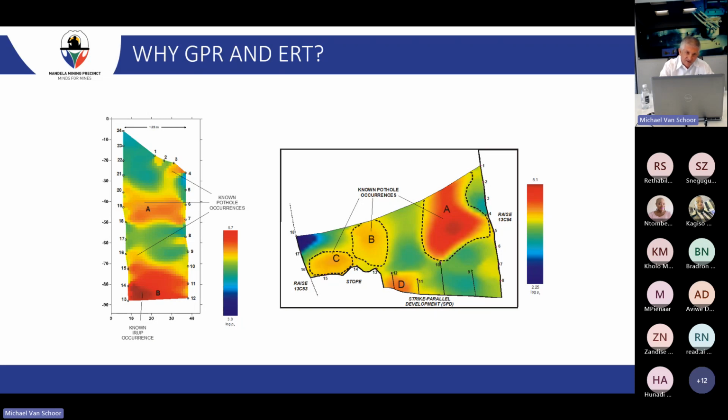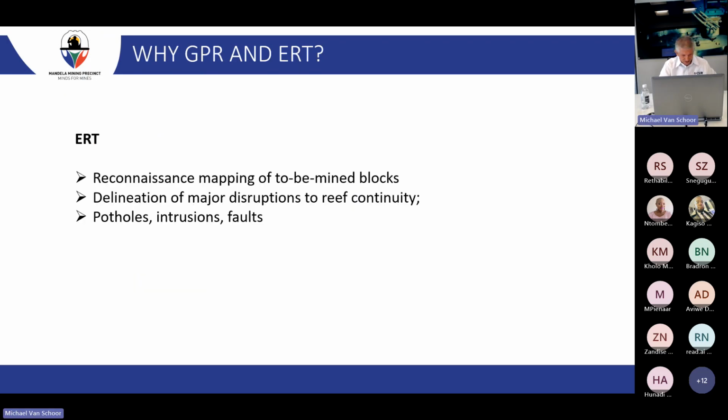And we did surveys in the available excavations around those areas, and were able to show that ERT can definitely be used to map potholes and IRUPs where it does disrupt continuity of the reef horizon. So maybe not as many applications or problems that you can solve as with GPR, but ERT is good for constant mapping of to-be mined blocks, delineation of major disruptions to the reef continuity, specifically potholes, intrusions like your IRUPs and faults.